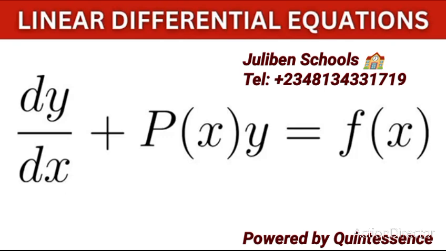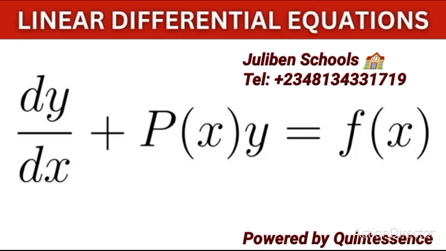So according to Sir J. Bernoulli in 1695, the standard form of a non-linear DE is in the form dy/dx plus p of x times y equals q of x times y raised to power n. I take it again. dy/dx plus p of x y equals q of x y raised to power n.